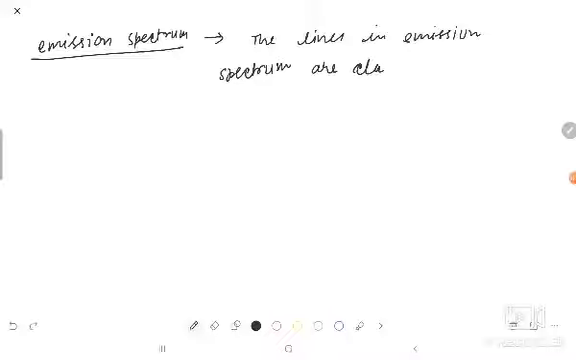They are saying the lines in the emission spectrum are classified, how are they classified? There are five types. You are saying n equal to something. Let me explain first. Firstly you try to understand the diagrammatic way, then we will write it in the descriptive way.